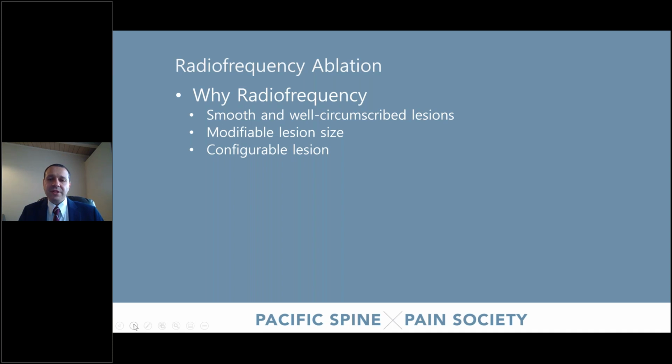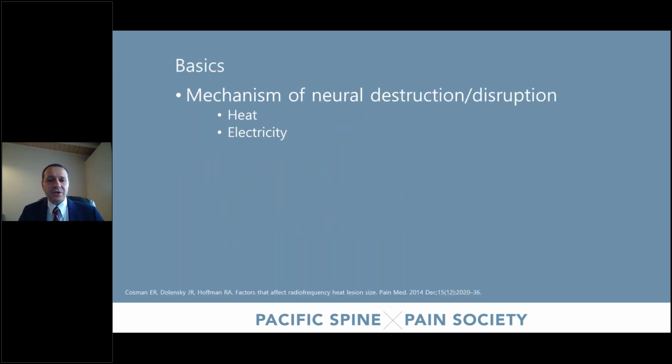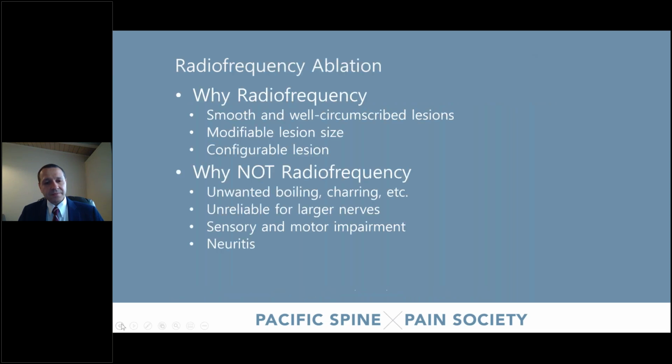But why is radiofrequency helpful and important? Why am I using that in my practice? Basically, I can create a smooth, well-circumscribed lesion that I can modify and configure as best I can, but I need to be aware that I'm heating up the tissue to create that lesion. So it can cause some unwanted charring, boiling, burning of the tissue. If the nerve that I'm targeting is a large nerve, it is not reliable. And also, can I go back to the previous slide, please? The other problem with this is that if there is a motor component, probably radiofrequency is not the best option. Of course, the nightmare that all of us have, neuritis, which is painful for both the patient and for the physician. And next slide, please.